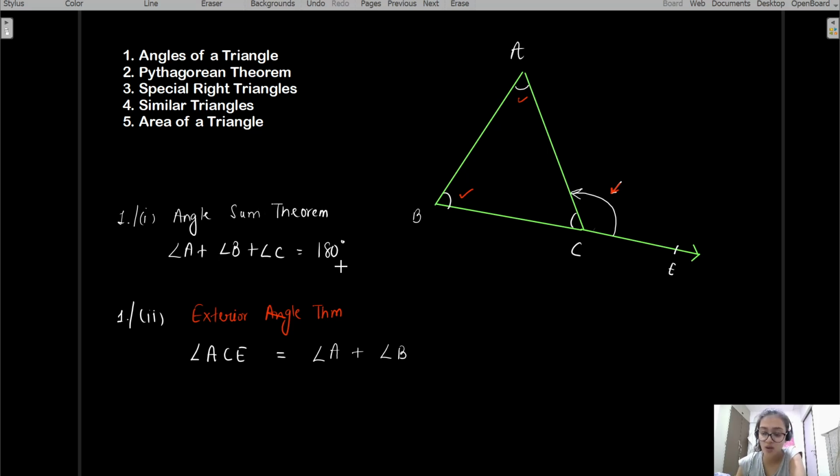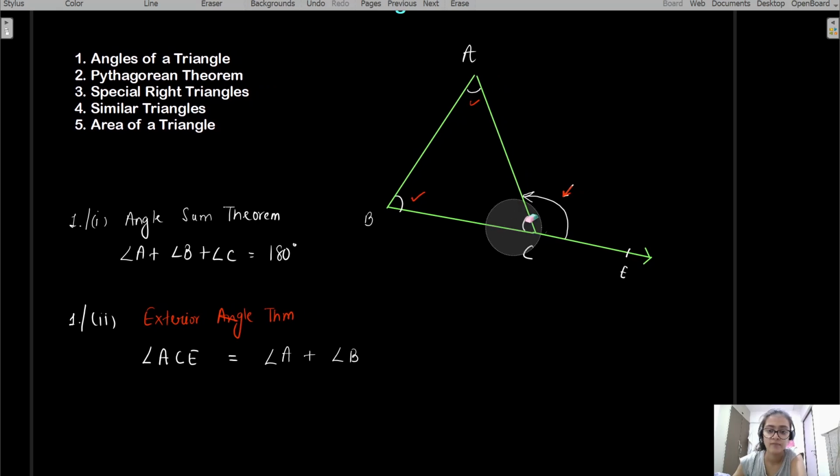Third, we have isosceles triangle theorem. Now let's assume that this triangle is an isosceles triangle. Just write down in the comments what is an isosceles triangle. Okay, I'm gonna tell you. Isosceles triangle is a triangle in which two sides are congruent. So let's say that here triangle ABC is an isosceles triangle with side AB and AC as congruent sides.